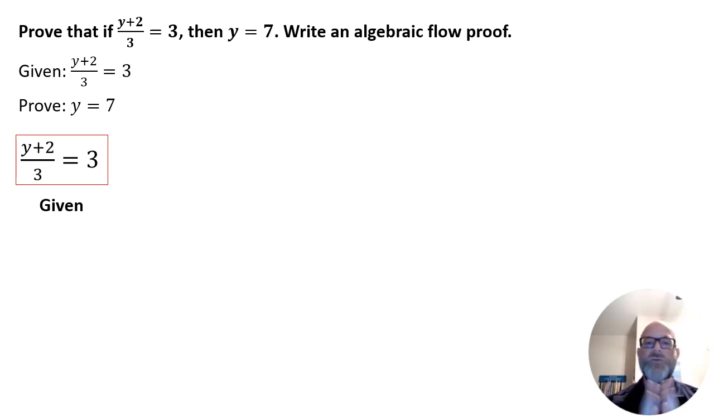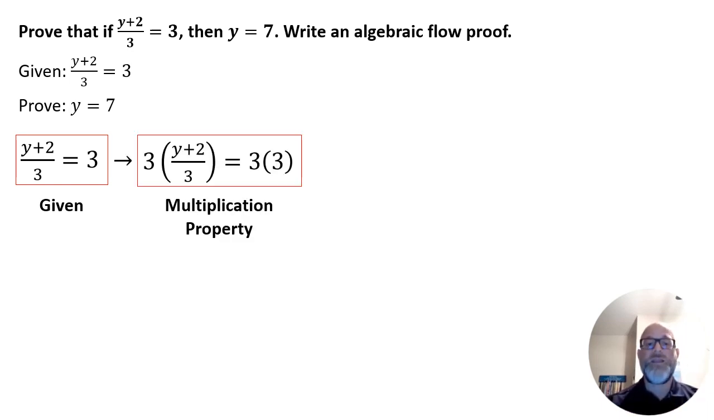Okay, what would be your first move? If I told you that this proof is basically just doing algebra to solve for y, that's basically what it is. Could you do it? What would be your first move? Multiply both sides by 3, right? And what property is that? That's the multiplication property. Now, if I take 3 and I multiply it times 3, what do I get? 9. 3 times 3 is 9.